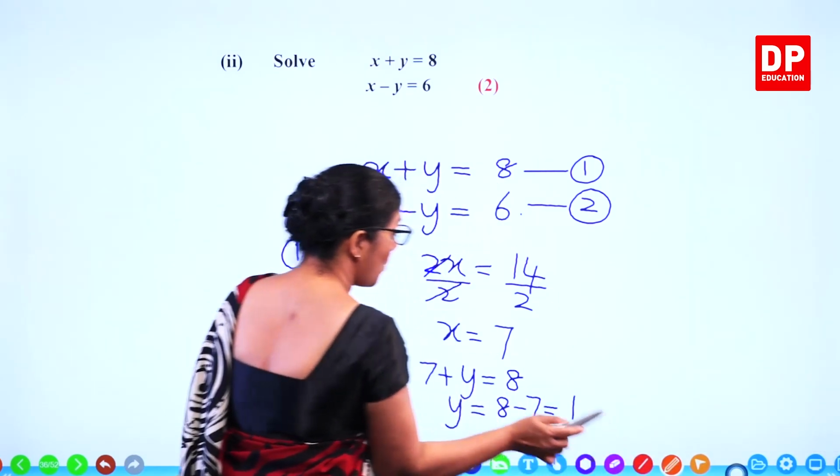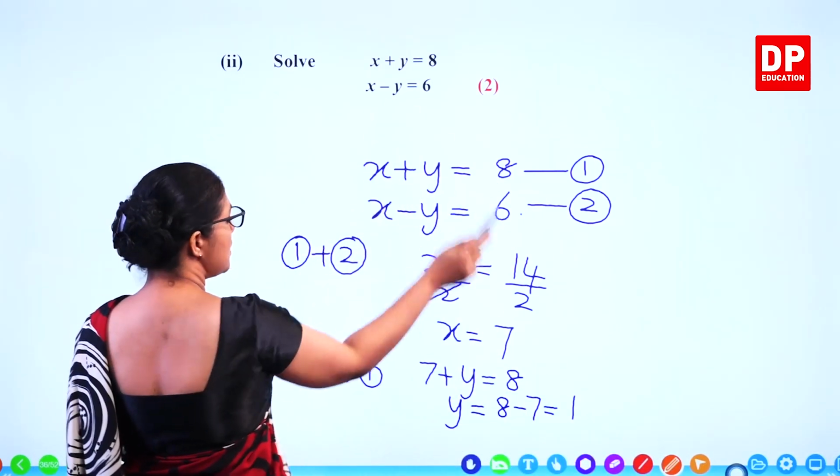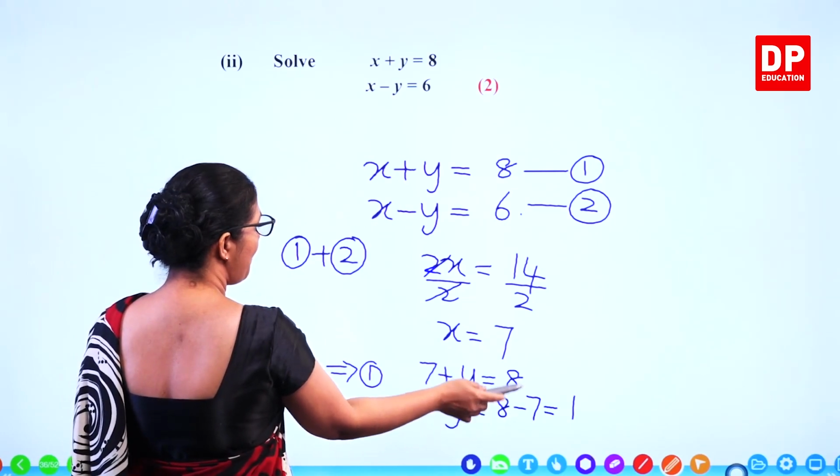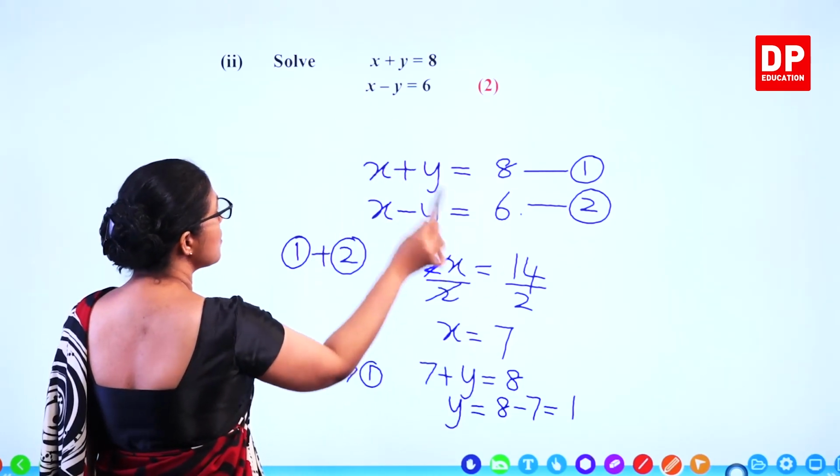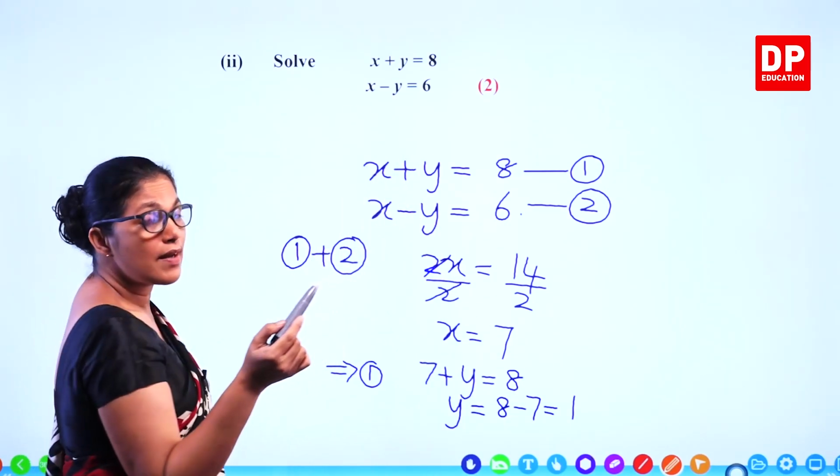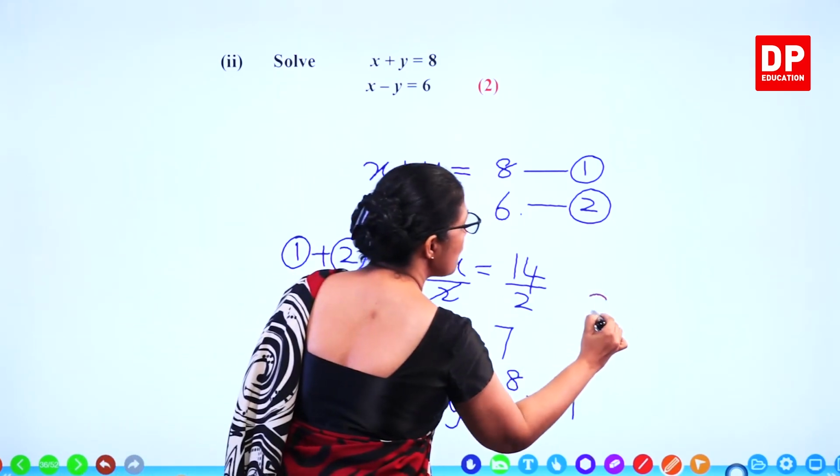You can check whether it's correct. You just put it in the second equation and see. 7 minus 1, you get 6. So that's correct. So you get 2 marks for that.